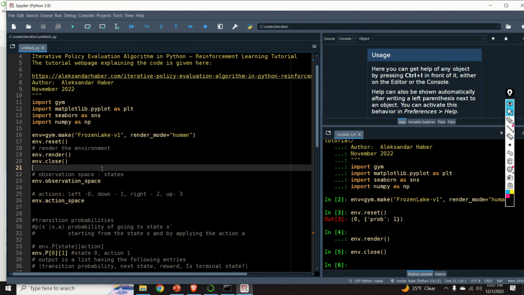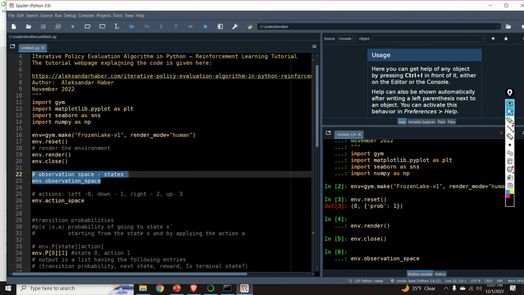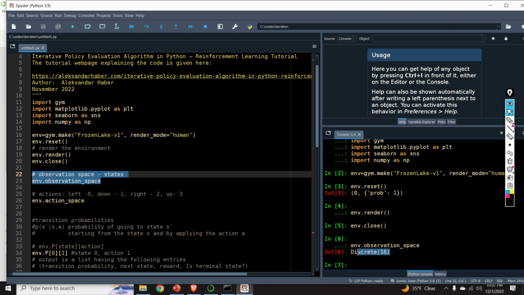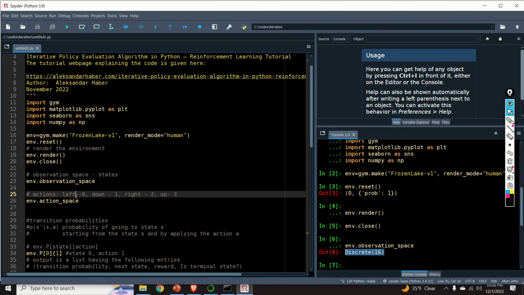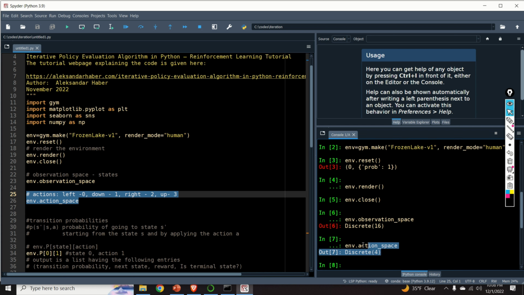Okay, let us look into the observation space, that is, let us check the number of states. Good, we have 16 states. That's what we expected. Then, let us check the action space. We have 4 actions: up, down, left, and right. Good. Everything is as we expected.